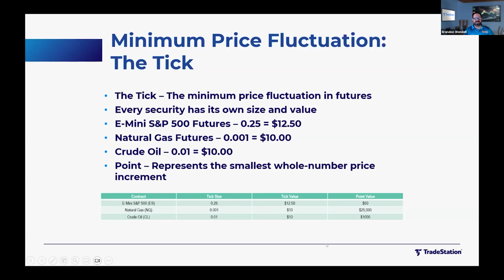So natural gas is actually not 25,000. That one's incorrect. I'm sorry. That's only 10,000 for the point value. I have it incorrect there.